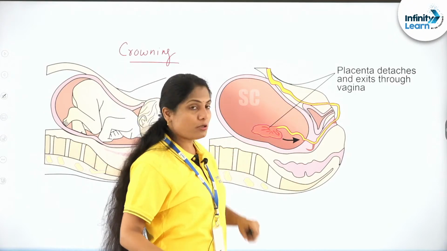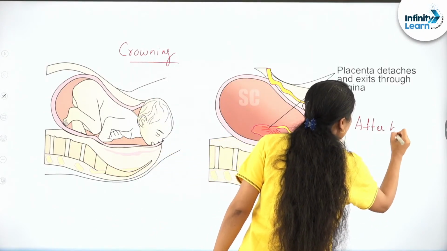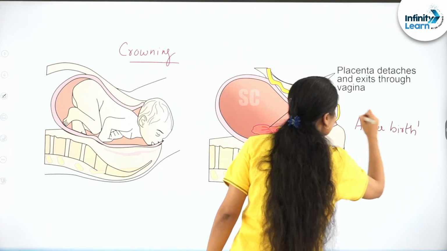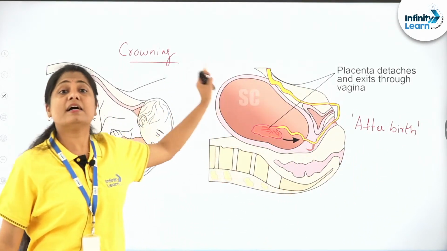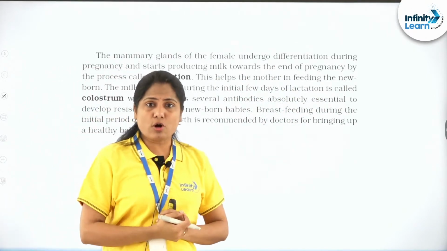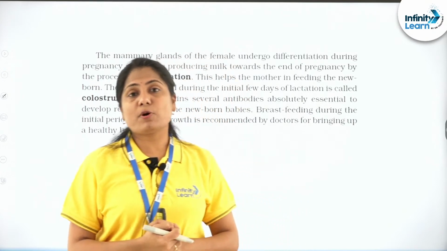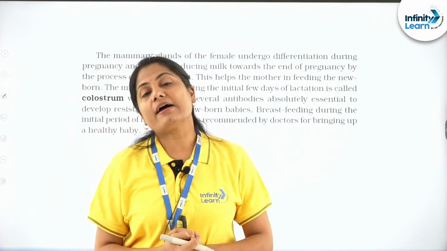The placenta is also removed. What are we referring to this as? This is what is called the afterbirth, right? After the birth, oxytocin is still there in high concentrations. It is what is responsible for the release of milk.